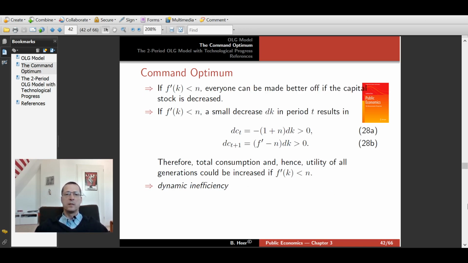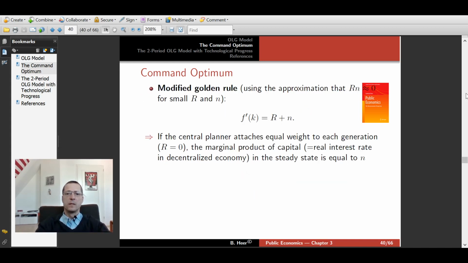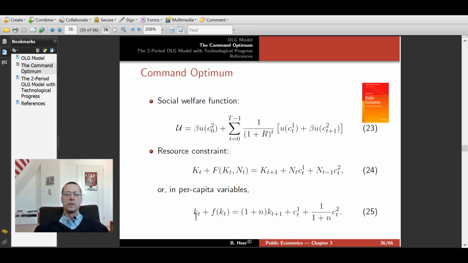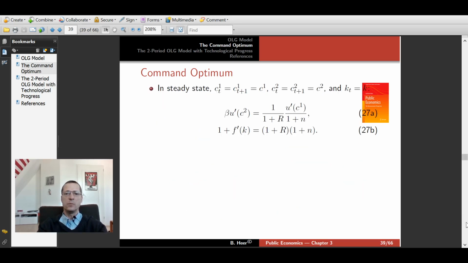In particular, I postulate that if f prime, the marginal product of capital, is smaller than the population growth rate n, everyone can be made better off if the capital stock is decreased. Now let's look at what happens to consumption during the transition. When we reduce the capital stock by an amount dk, let's say 1 unit, we save 1 unit less for next period, and this is available for consumption, C1t+1 plus n times C2t. So if we decrease the capital stock from the steady state capital stock, consumption in the first period will go up. In the next period, let's assume we are in the new steady state and we keep the capital stock constant at the new value k minus dk.